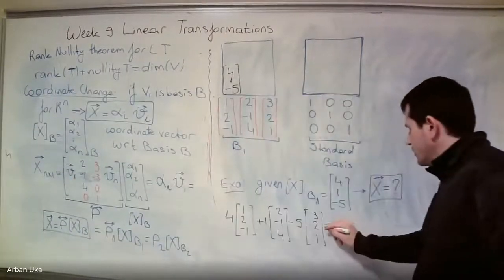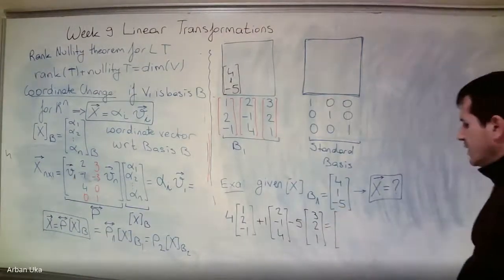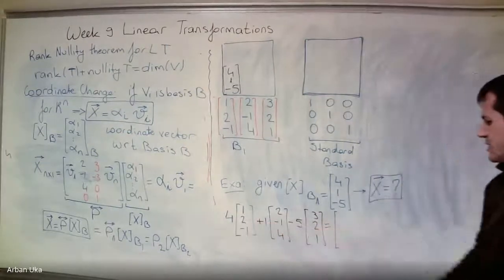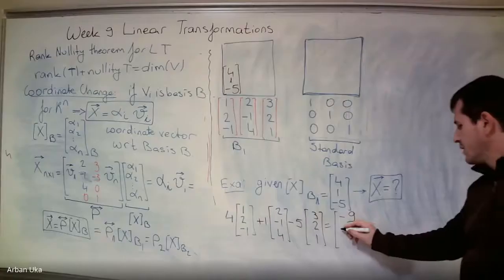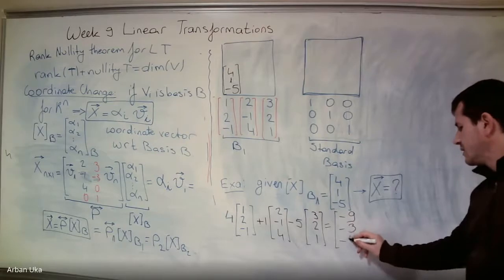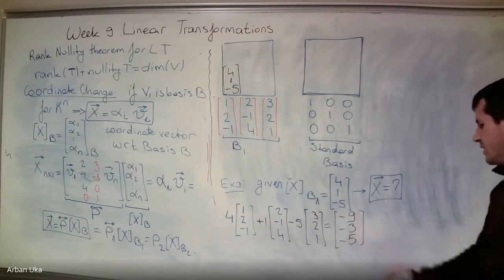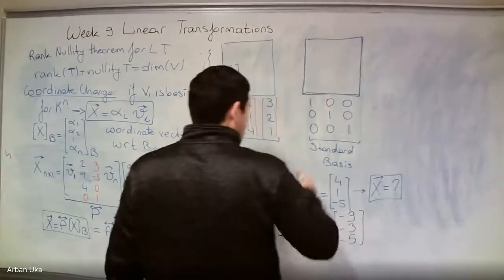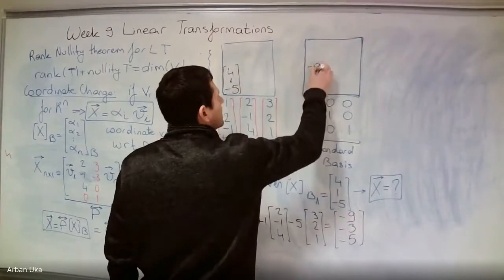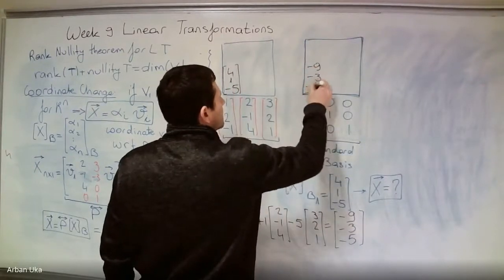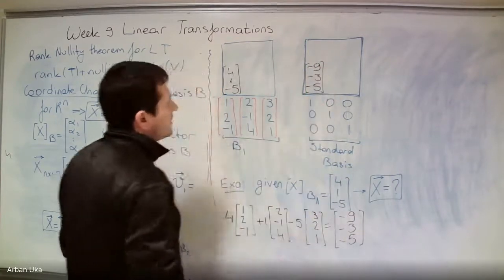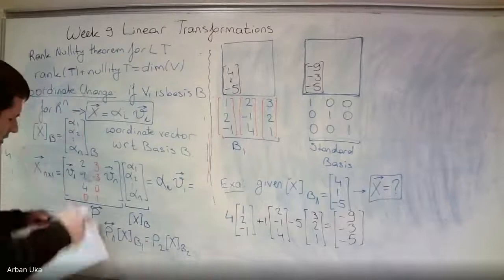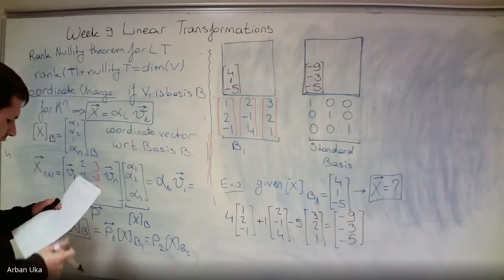So what is this equal to? We have 4 plus 2, 6, minus 15. Minus 9. Then minus 3, minus 5. So this is according to the standard basis. We get minus 9, minus 3, minus 5. Minus 5, yes. So we found it.